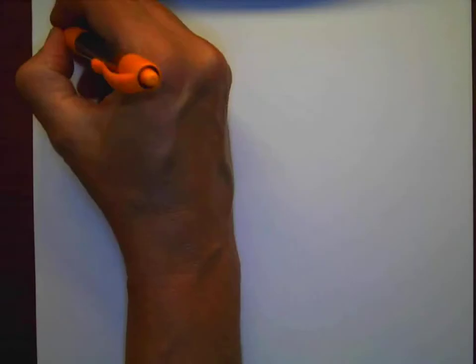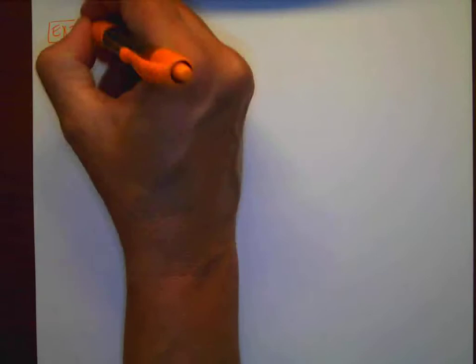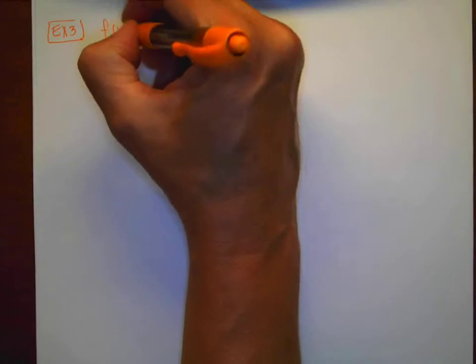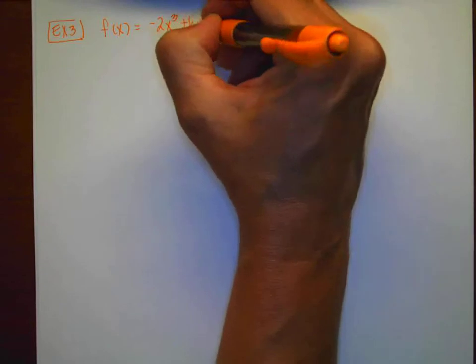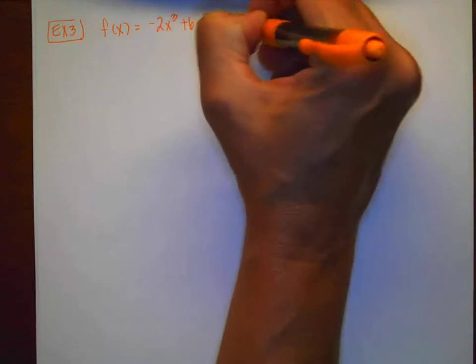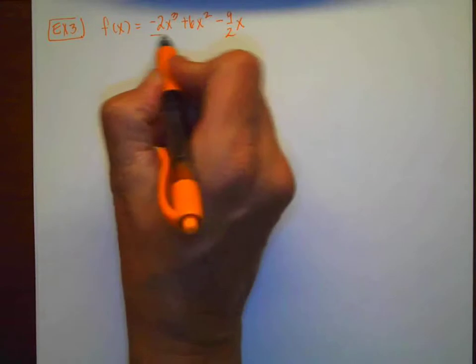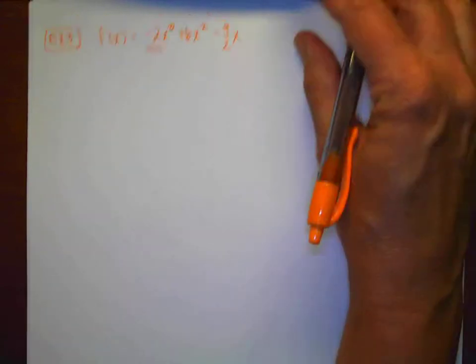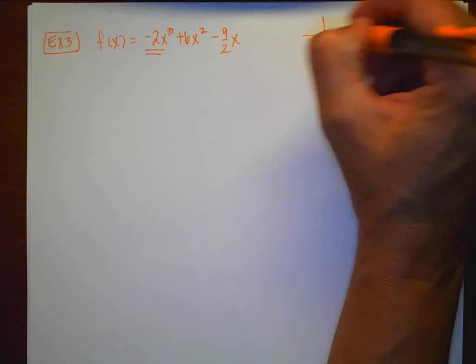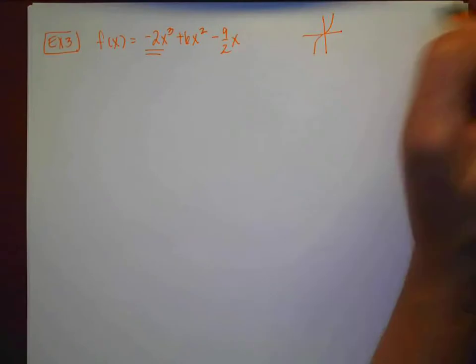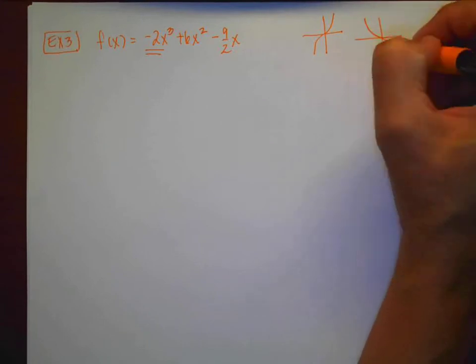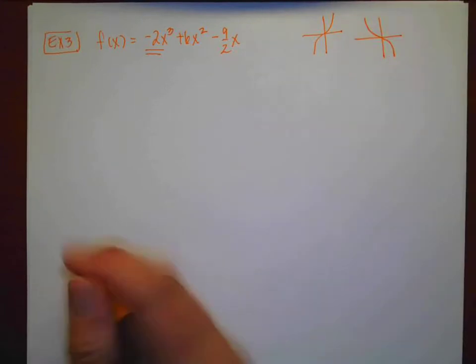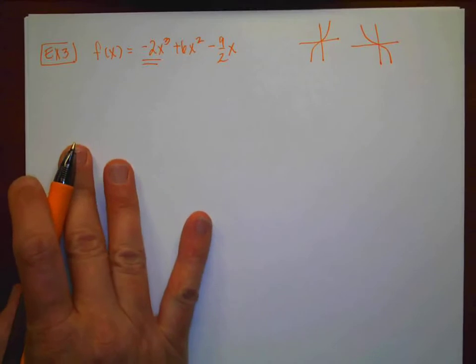All right, let's do one more example, and I'll try not to sneeze. Whew. All right, for the third one, your function is going to be f of x is equal to a negative 2x cubed, 6x squared minus 9 halves x. So let's talk about this before we start. Basically, this is a cubic function. And a cubic function looks kind of like that. By the leading coefficient test, because a is negative, that means my graph is going to look something like that.